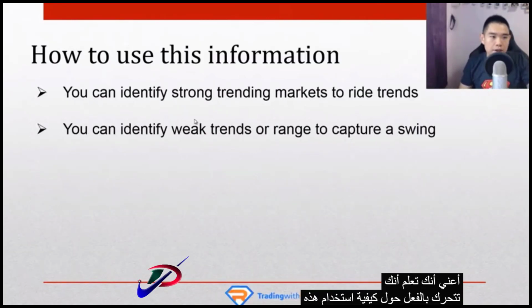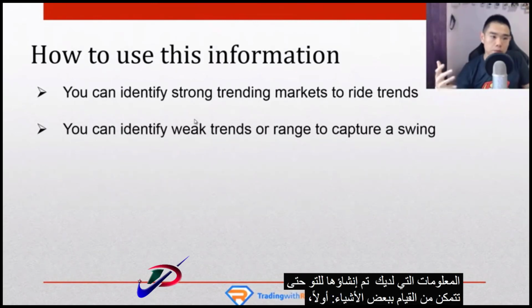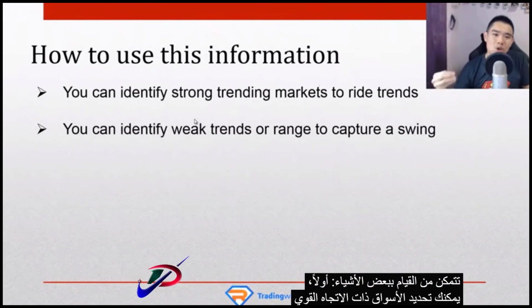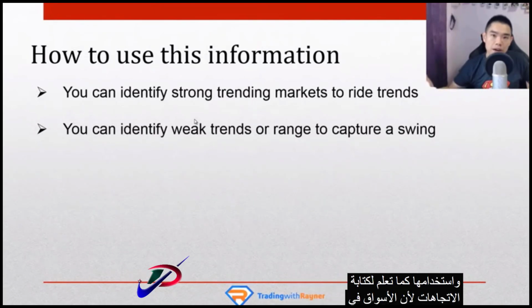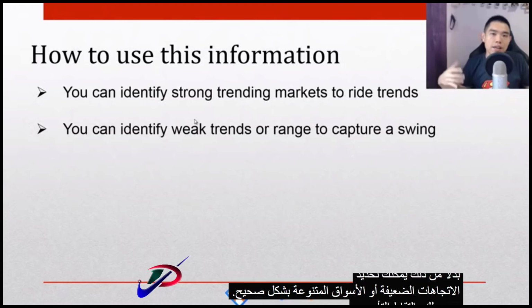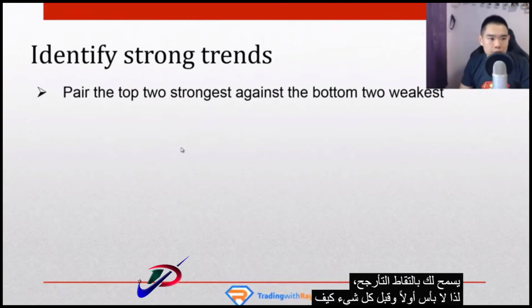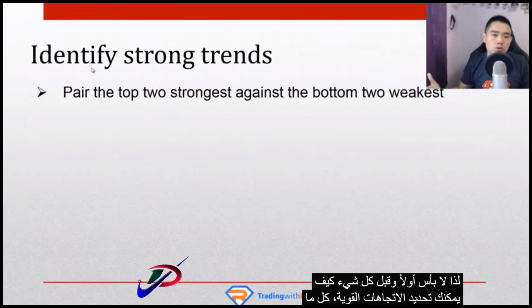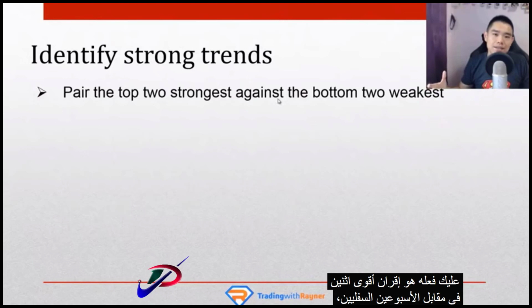Moving on. How do you use this information that you have just created? So you can do a couple of things. Number one, you can identify the strong trending markets and use it to ride trends, because the markets are already in strong trending mode. Or alternatively, you can identify weak trends or ranging markets, which allows you to capture a swing. So here's how. First and foremost, how do you identify strong trends? All you need to do is to pair the top two strongest against the bottom two weakest.